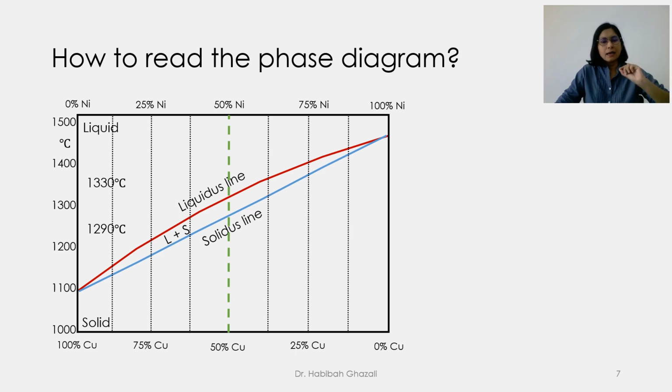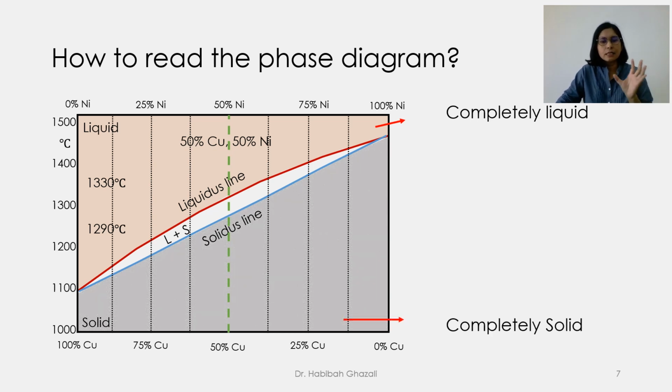that line that represents your alloy. So if I have 50% nickel, I will draw this green line here representing my nickel composition, or my copper composition. So this line represents 50% copper and 50% nickel. So above the liquidus line, this alloy will be in a complete liquid phase. And below the solidus line, this metal will be in a complete solid phase.